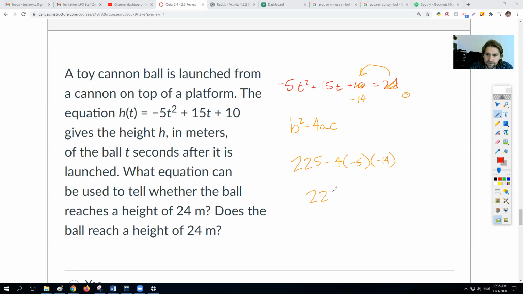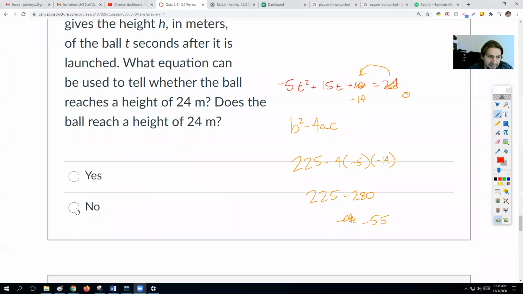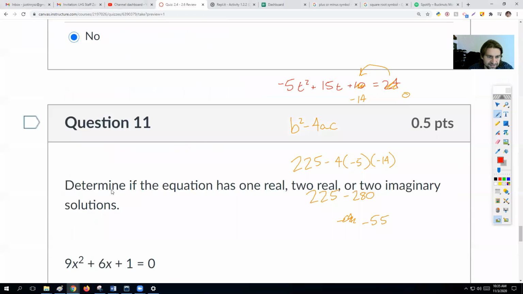All right, so we get 225. All right, let's see. Negative 4 times negative 5 is 20. Times negative 14 is a negative 280. And so we'd get a negative 55. All right, this is a negative answer, meaning we would have an imaginary answer. So no, the ball will not reach a height. I think I already have my answer key set up wrong with that.